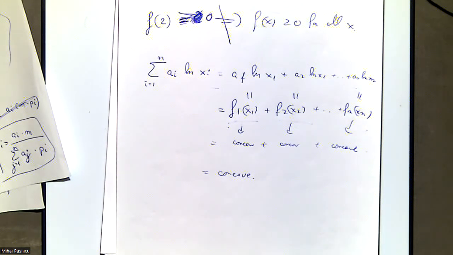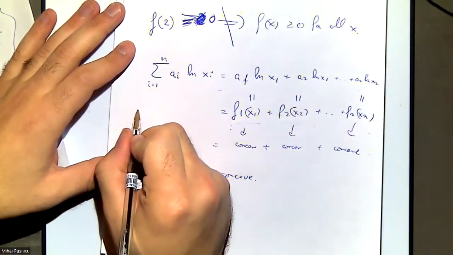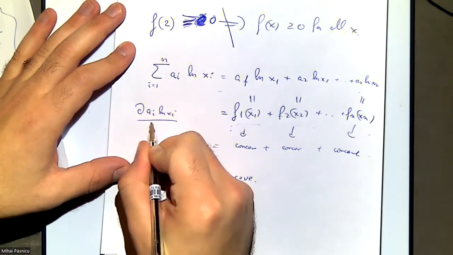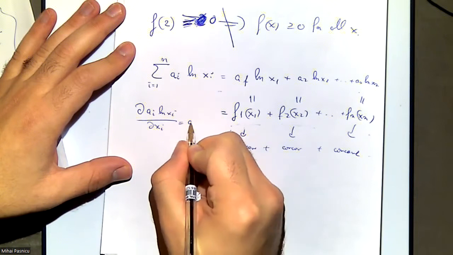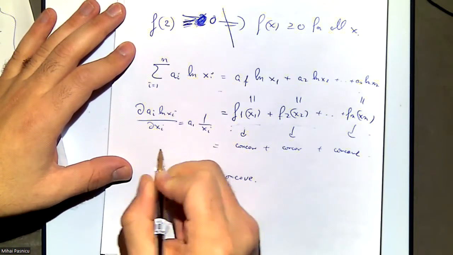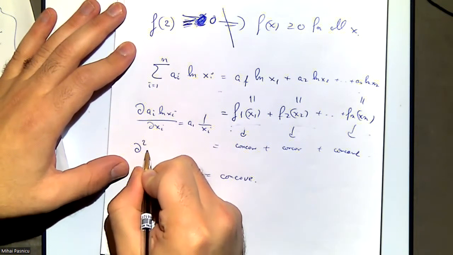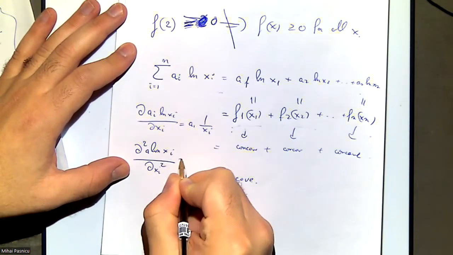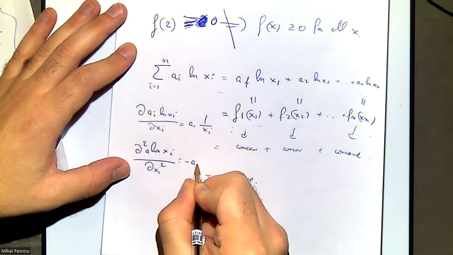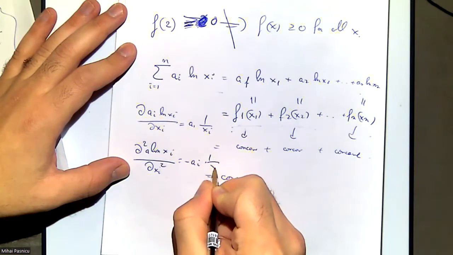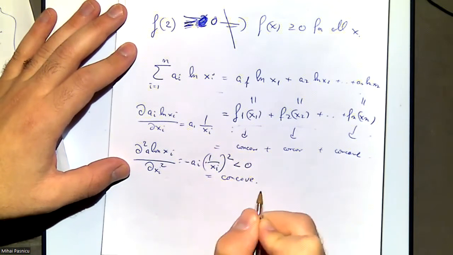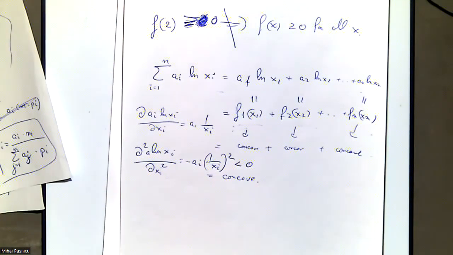And now basically, we can just take a derivative. So I'm going to take a derivative of ai log of xi with respect to xi, and I get ai times 1 over xi. And if I take the second derivative, I just get minus ai times 1 over xi squared, which is smaller than 0. So it's concave. Okay.